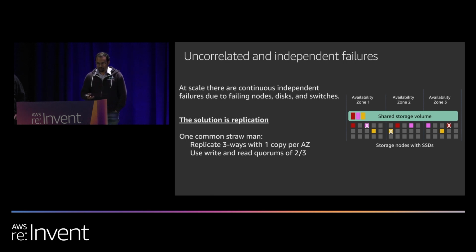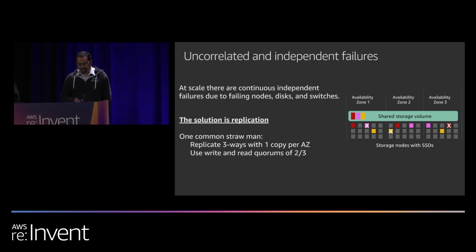The Strawman solution for this is to do replication. A typical idea is let's use 3 availability zones, put 1 copy per availability zone, then do write and read quorum of 2 out of 3. It's a fair idea. Let's see if it works for all the failure cases.